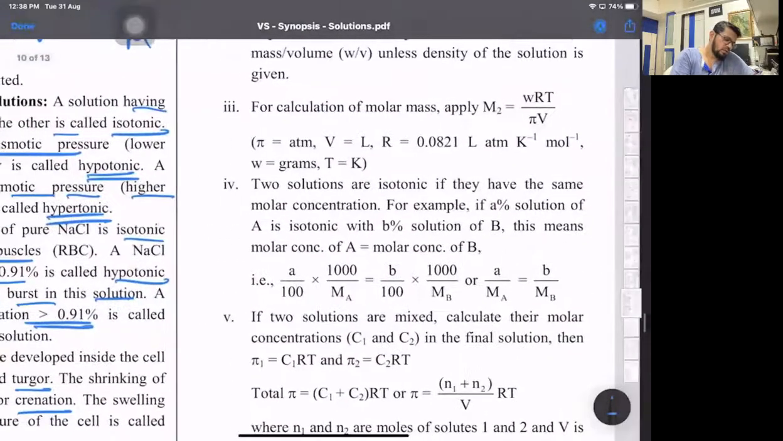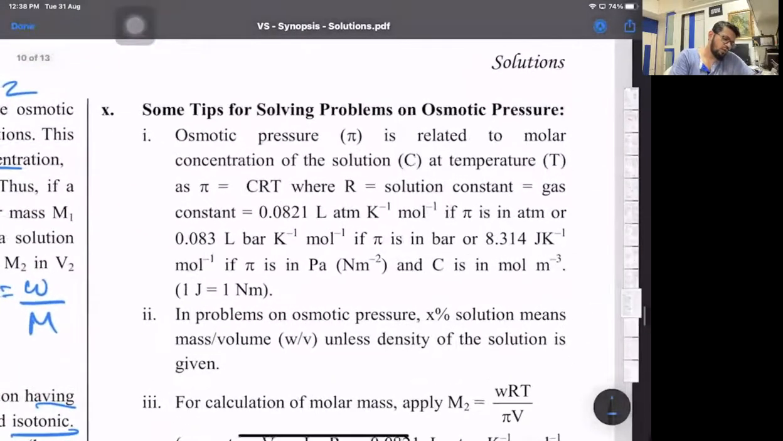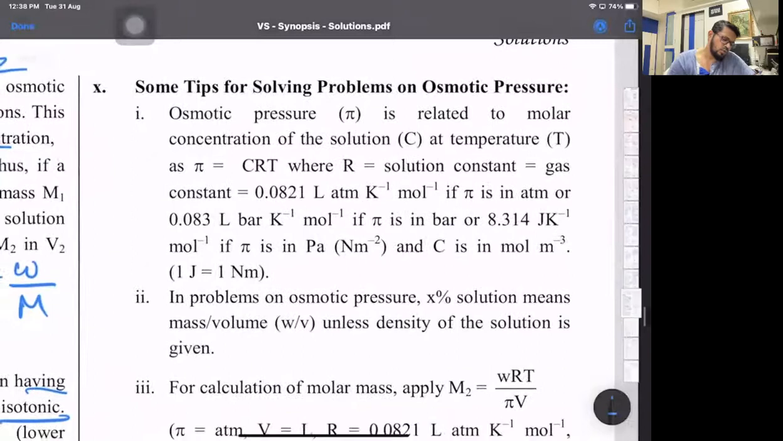Then the next colligative property is osmotic pressure, related to CRT. As I told you, the concentration part, the value of R, will be decided with respect to the concentration, or pi V decides the value of R. So in CRT, pi is in atmosphere, then it is so many liter atmosphere. If pi is in bar, we all know 1 bar is 1.01325 into 10⁵ pascals.